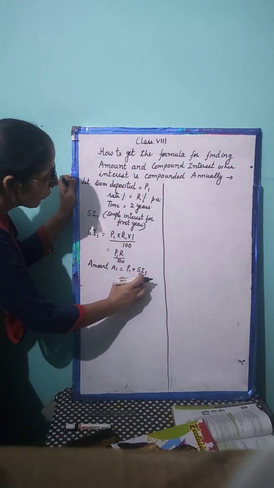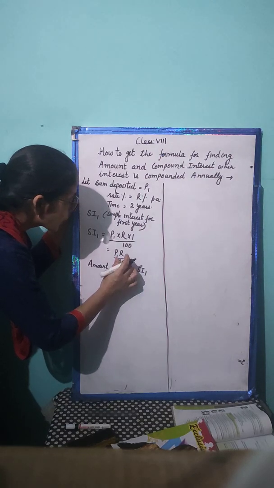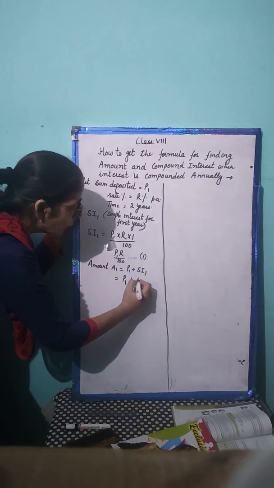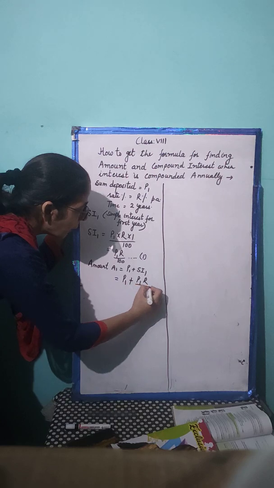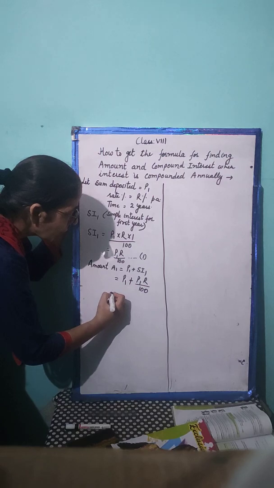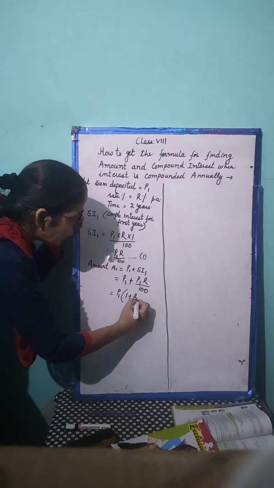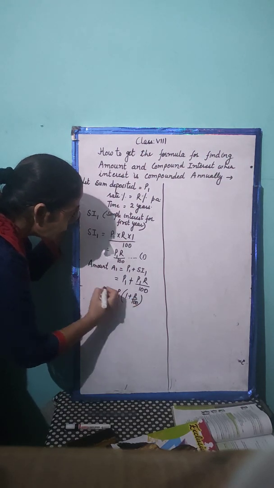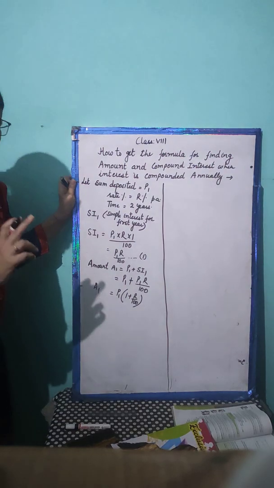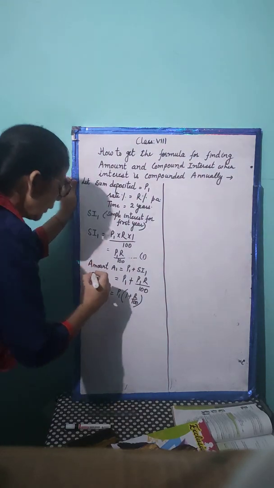Now I have to calculate the amount. A1 is equal to P1 plus SI1. It will be P1 plus, the value of SI1, which is P1 R by 100. Can I take P1 out as common? P1 into 1 plus R by 100. This is amount 1.